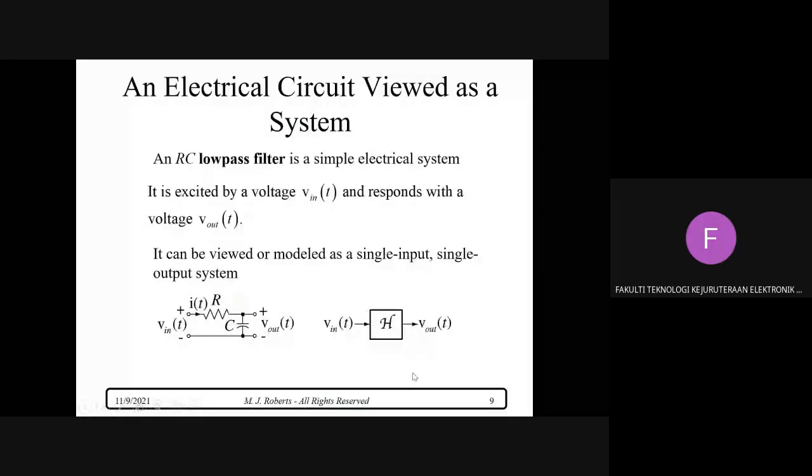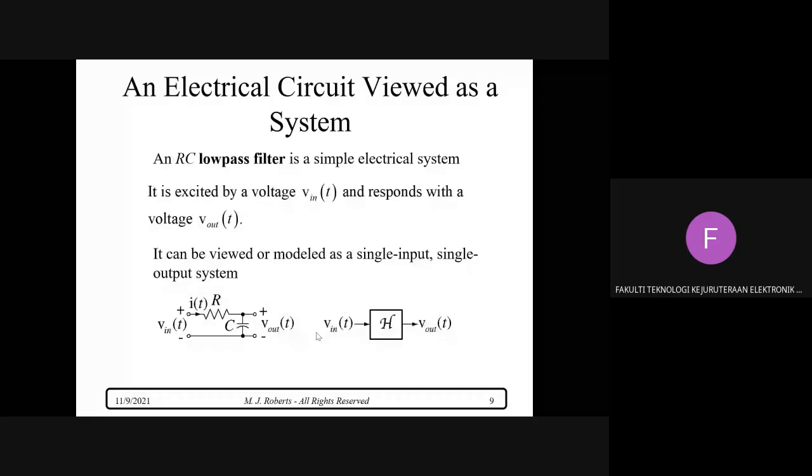Okay, so you see here, the RC and the wire, or the circuit, is in the block, or in the system. So you can draw the circuit as a simple block diagram where you have the input voltage as the input signal and the output voltage as the output signal. Okay, so it can be viewed as a single input, single output system. So this is for the RC low pass filter.